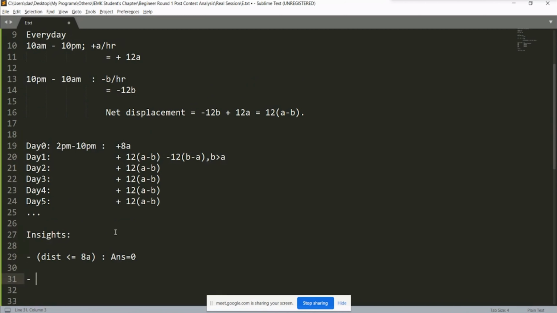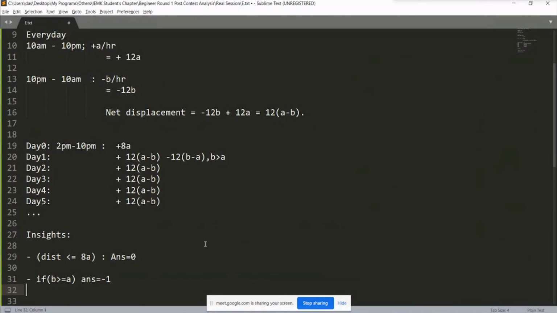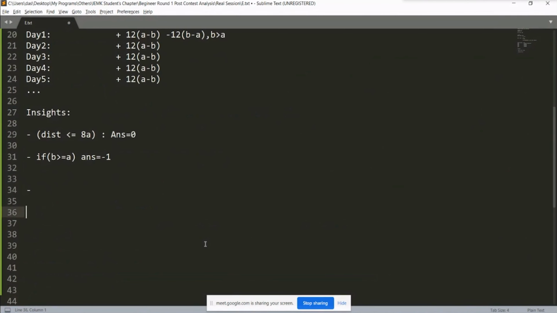So if that is the case, then the caterpillar would never be able to reach its destination, because every day it keeps falling down. It will never be able to go up. So then it's impossible. So if B is greater than or equal to A, then the answer is minus 1. If the caterpillar can't get the apple, then you have to print minus 1. And if both these cases are false, then let's look at a general case.